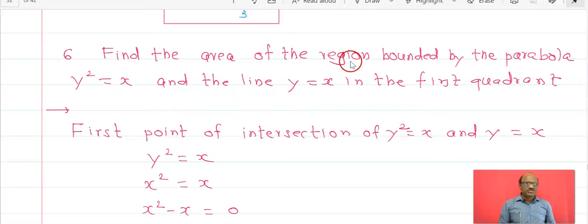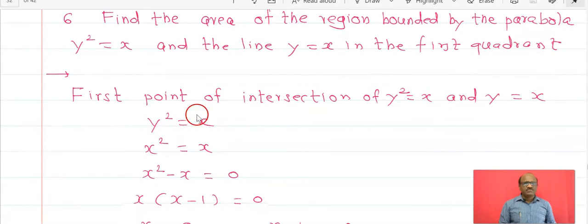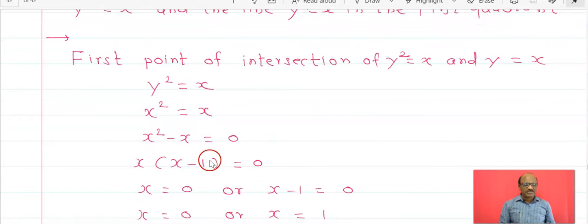Find the area of the region bounded by the parabola y square is equal to x and the line y is equal to x in the first quadrant. First find the point of intersection of the parabola y square is equal to x and y is equal to x. Put y is equal to x in this equation, then you will get x square is equal to x. X square minus x is equal to 0. Take x as common, then you will get x in bracket x minus 1 equal to 0.